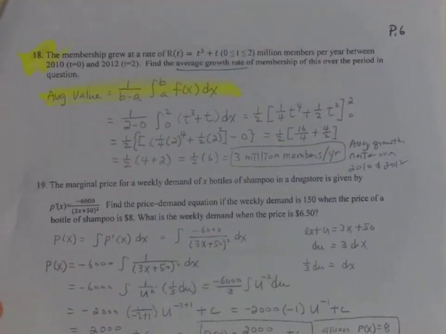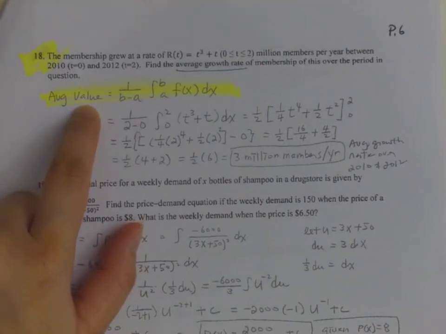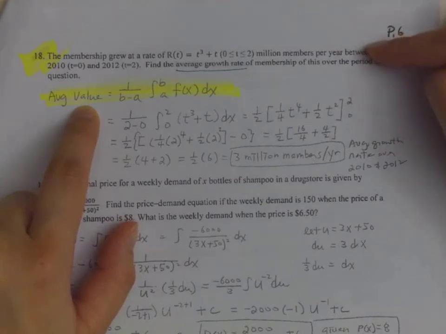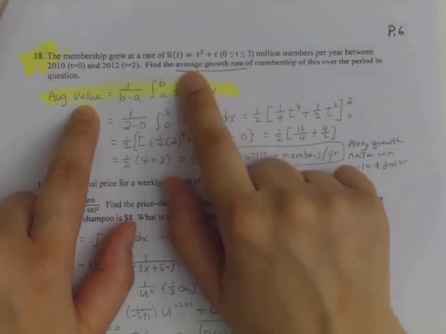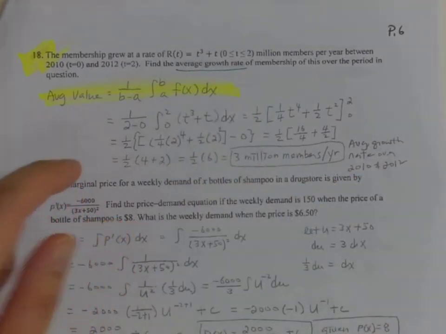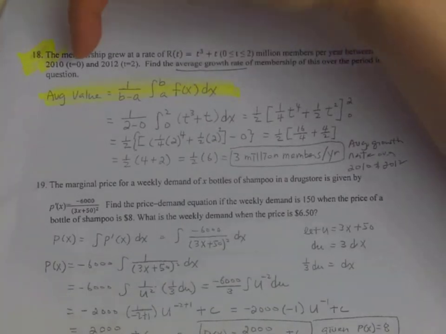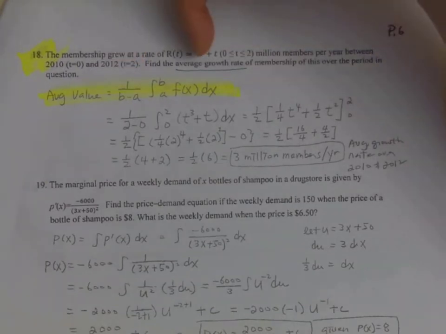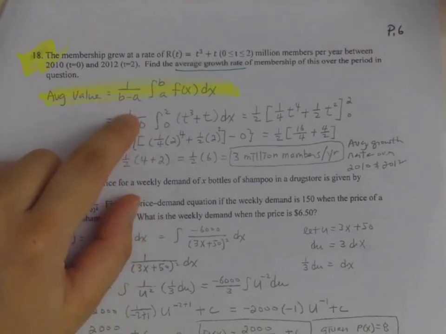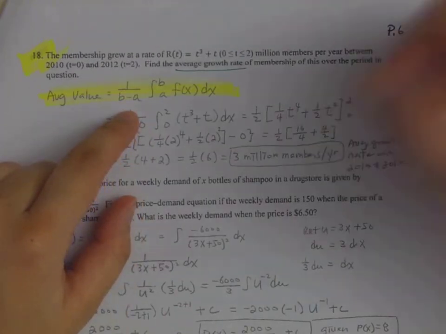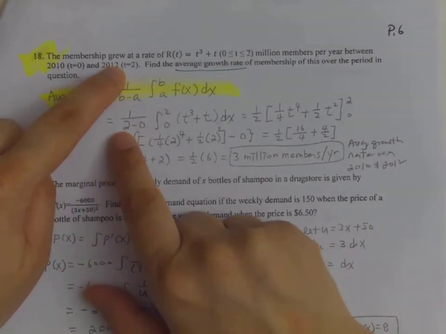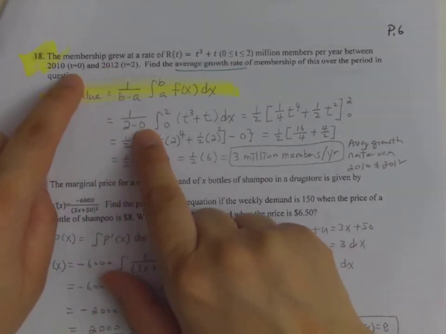Okay, this is the last part of the review. One of the questions will ask you to find the average value. This formula will be given to you, but when you read the questions, you need to recognize this is trying to find the average value. This particular question says this is the rate over time for the membership growth between year 0 to 2. They want you to find the average rate of growth, so we plug into the average value function.